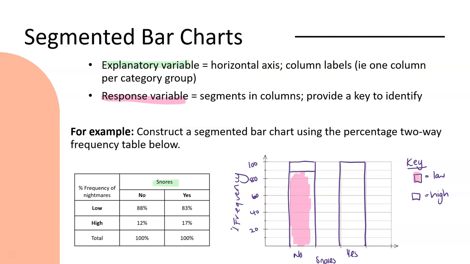And in our second column, yeses, we've got 83%. So marking as carefully and accurately as you can to represent that category or that group within the category. And then making sure we're clearly showing our high group as well.